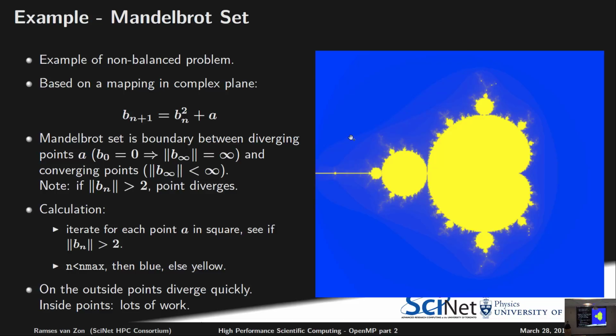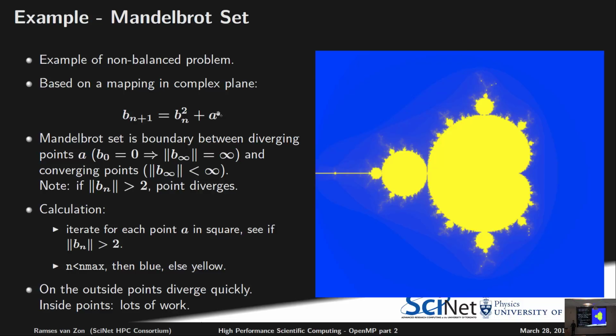The definition is fairly simple. You have a mapping in the complex plane. These are complex numbers. Take any complex number, square it, and add a, and you get your next complex number. It turns out, depending on the value of a, and not very much dependent on the beginning point, so you can take the origin, this mapping either makes your complex number explode and go to infinity, or stay finite forever. And the boundary between the set of complex a values that diverges and converges is called the Mandelbrot set. And it turns out to be fractal.